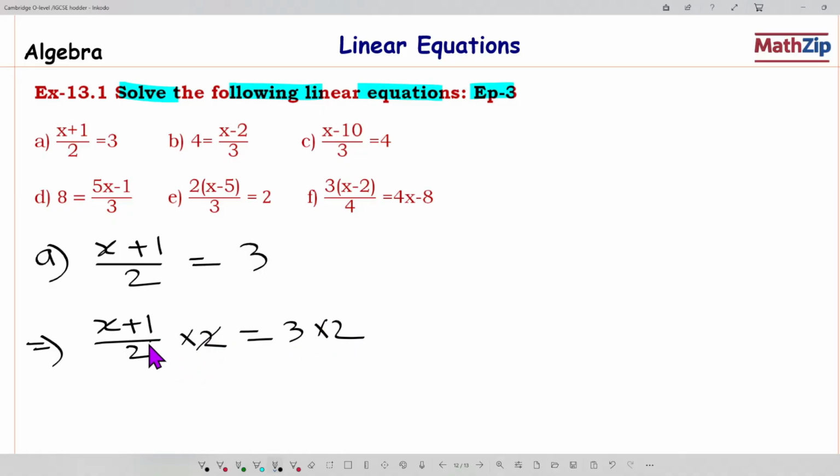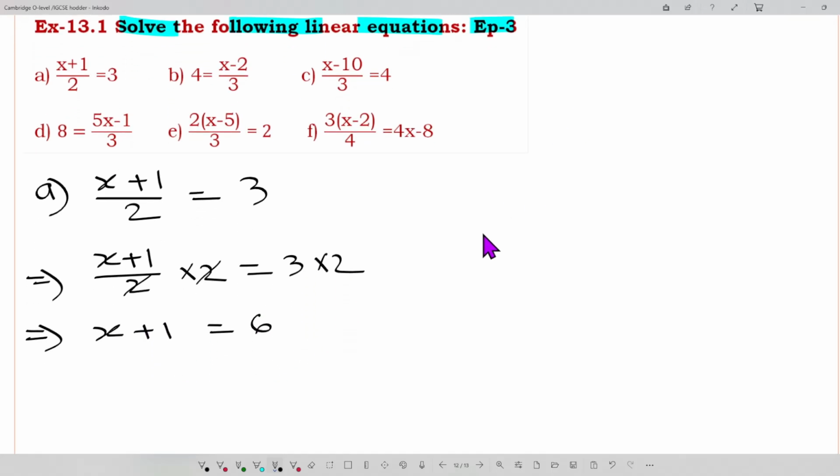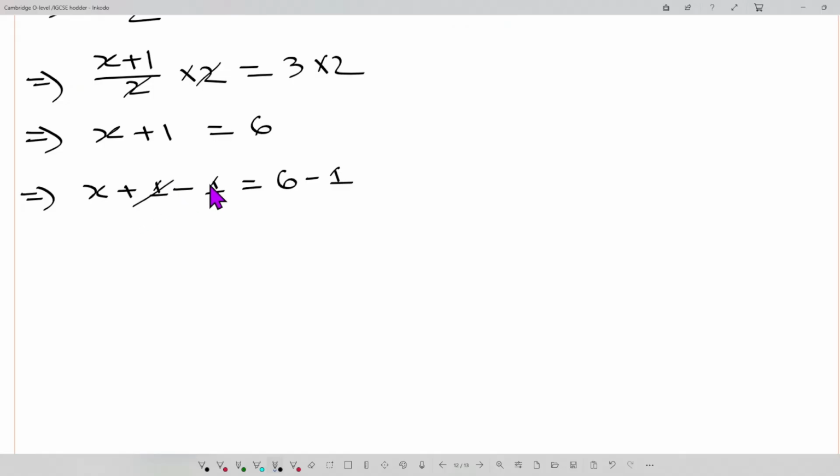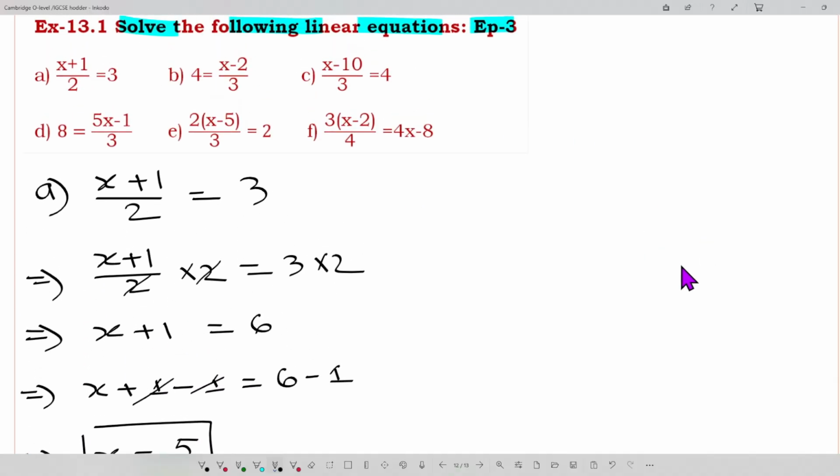So this 2 and 2 cancel out. We can write x plus 1 equals 3 times 2, which is 6, right? Then x plus 1 minus 1 equals 6 minus 1. It means we want this plus 1 transferred to the right side. So plus 1 minus 1 cancels out, and our answer will be x equals 6 minus 1, which is 5. Very smart.